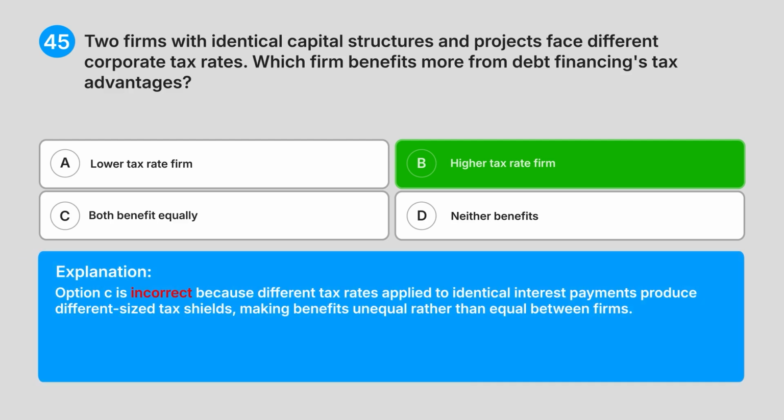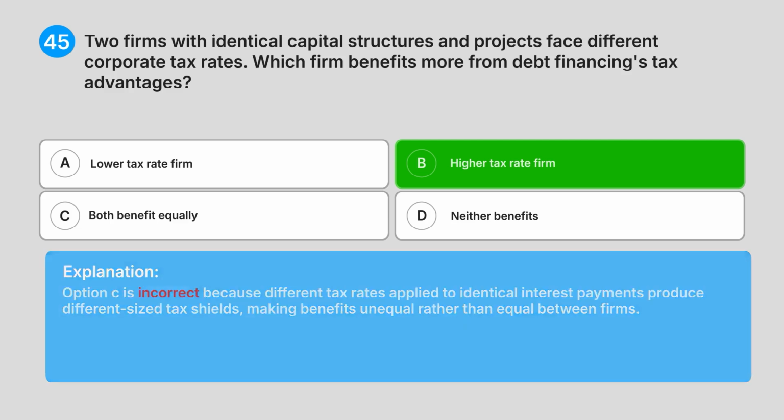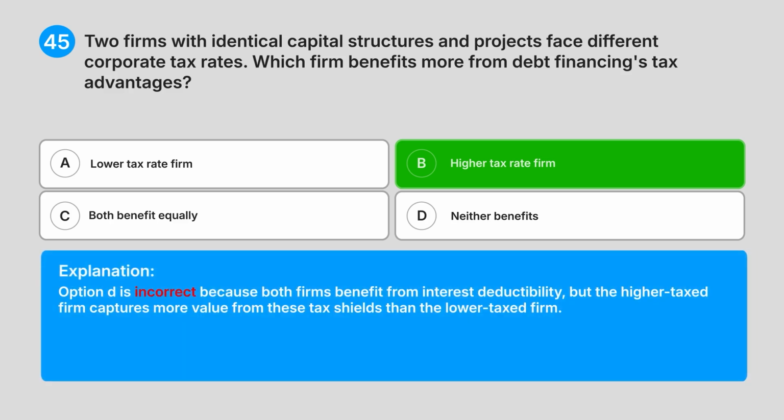Option C is incorrect because different tax rates applied to identical interest payments produce different sized tax shields, making benefits unequal rather than equal between firms. Option D is incorrect because both firms benefit from interest deductibility, but the higher taxed firm captures more value from these tax shields than the lower taxed firm.